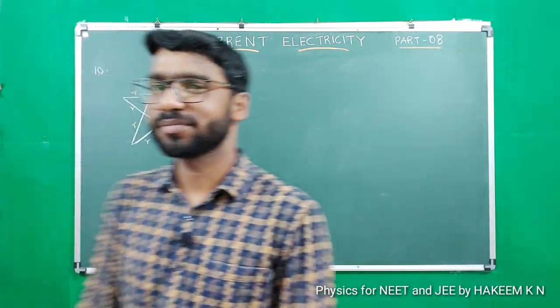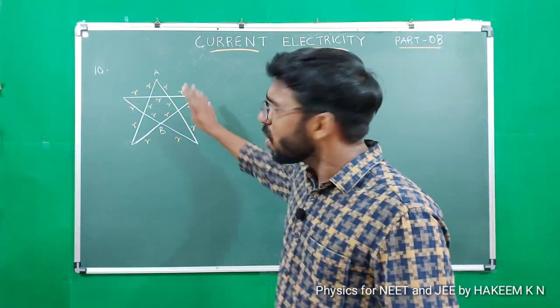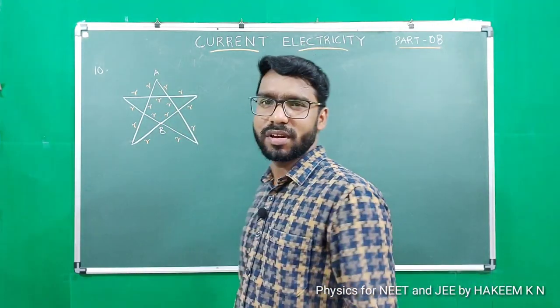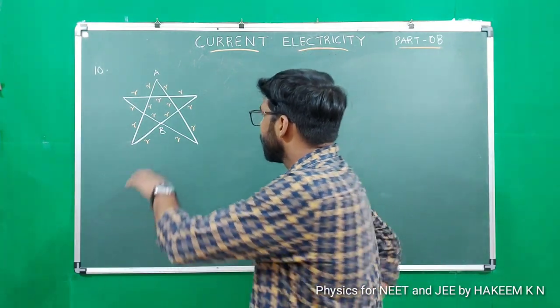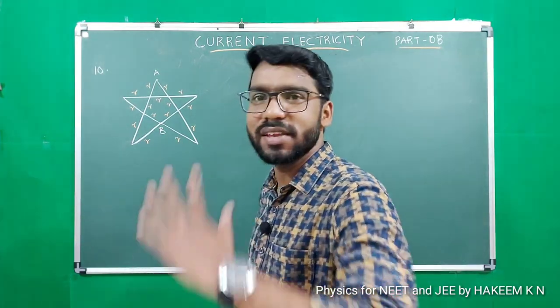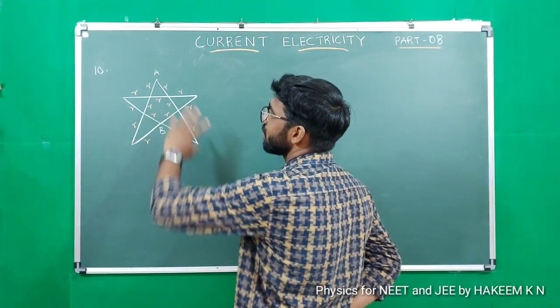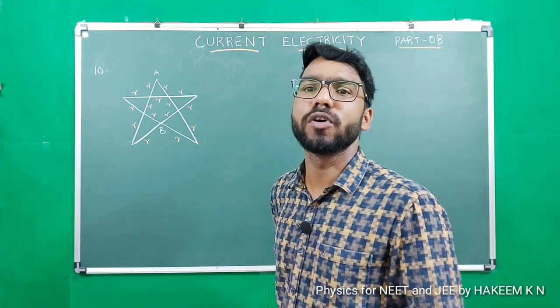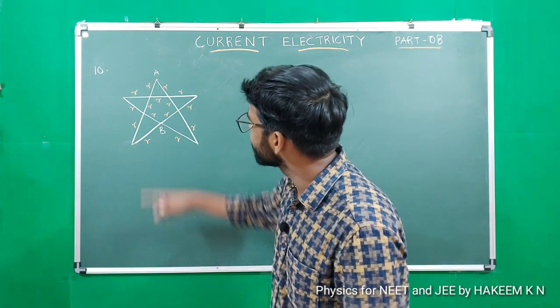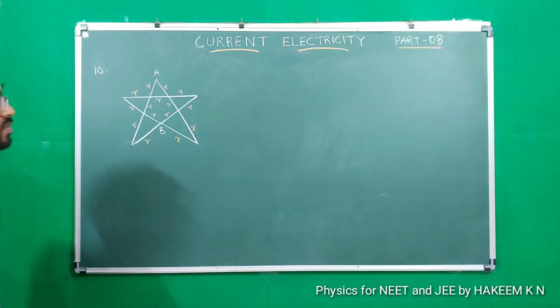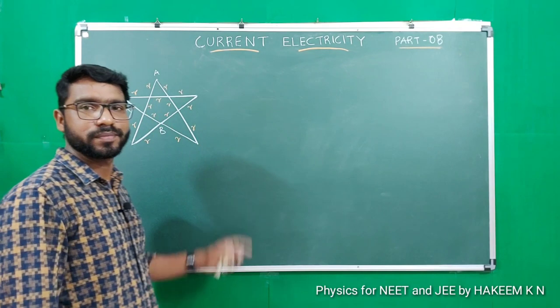Question number 10. Star network. All resistances are identical, equal to small r, or you can call it capital R. Total how many resistors? You can see 15 identical resistors are connected to form a star network. Then what is the effective resistance between A and B? What is the effective resistance between A and B?